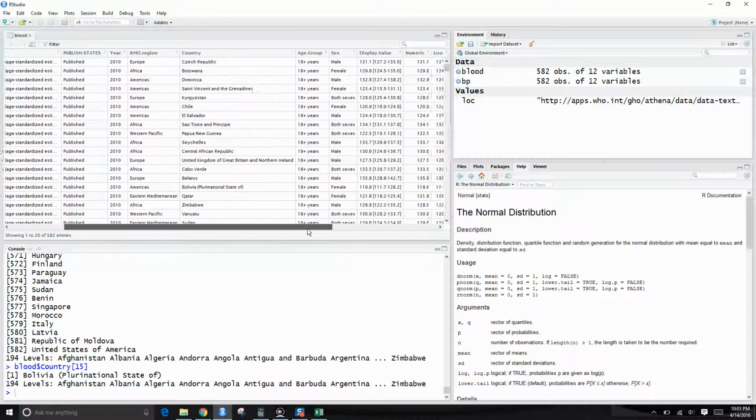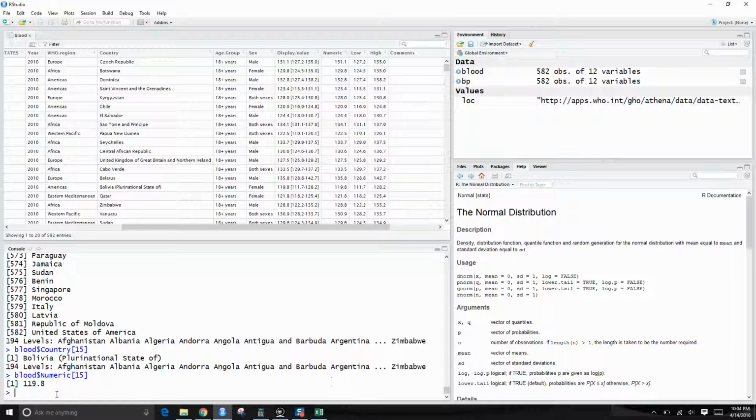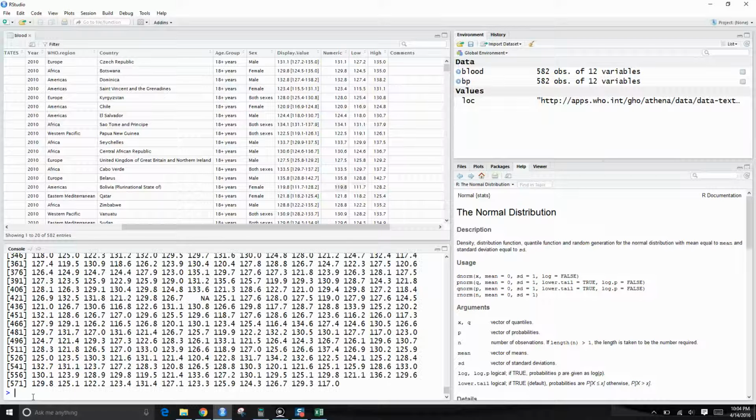Now we want to do work on the column numeric, okay, which is the numeric value of the blood pressure. So instead of dollar sign country, I'm going to say dollar sign numeric. And it says, okay, for that, the value is 119.8, okay? And I can now just ask for all of these values, and it gives me all of these things. I can also ask, hey, what is the mean blood pressure? What is the mean of all of these numbers here?